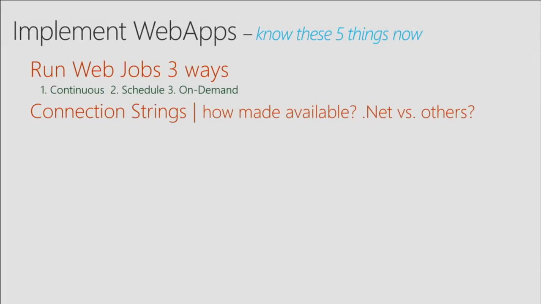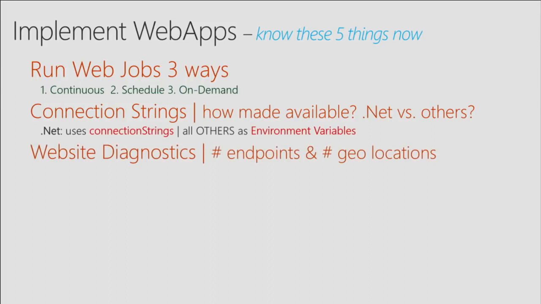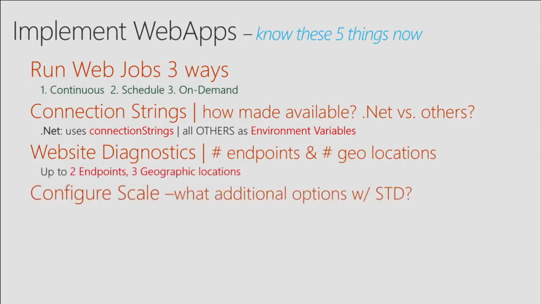So as far as web apps are concerned, the 5 most important things to learn. That you can run these web jobs 3 ways: continuous, schedule, and on-demand. Don't just know you can do that, know what each one's capabilities are and what that actually means. Connection strings. If you're using .NET, you use connection strings. Every other method uses environment variables. Another one they could try and catch you out on in a question. Website diagnostics. How many endpoints can you have and how many geographic locations can they be in? 2 endpoints, 3 geographic locations.